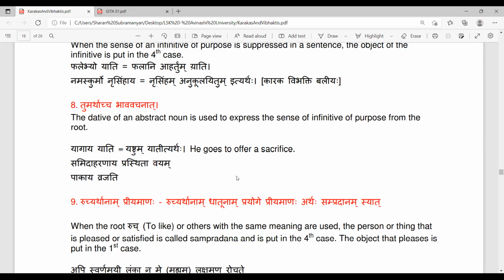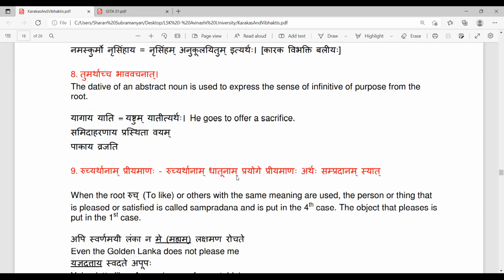So when an abstract noun is used to express tumanartha, then the dative, that is the chaturthi vibhakti of that abstract noun, when it can express the tumanartha, then that will be chaturthi vibhakti. Yagaya yati, the pakaya prajati iti.